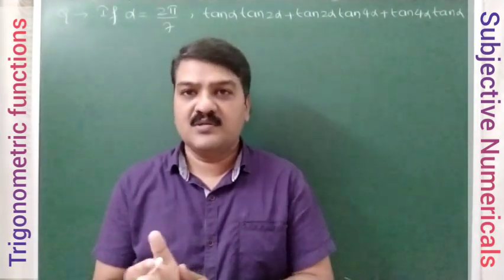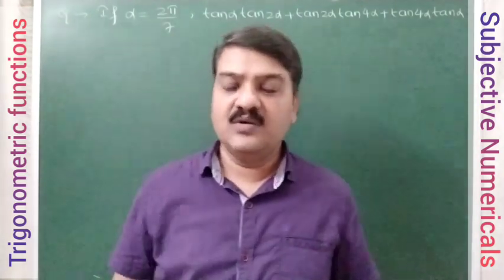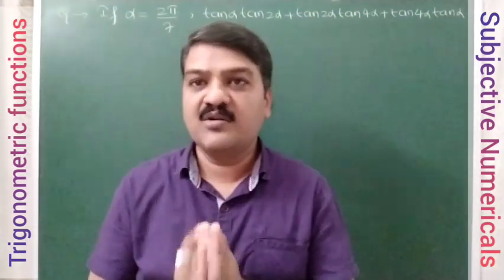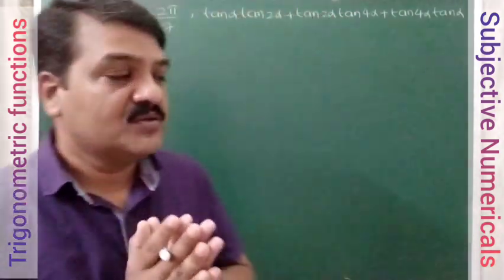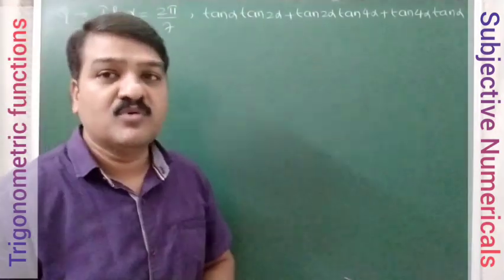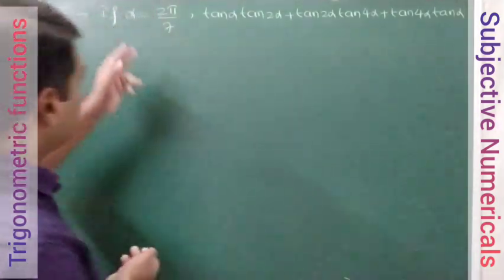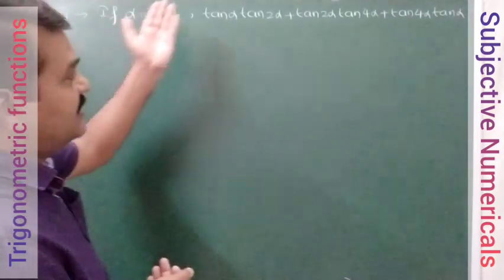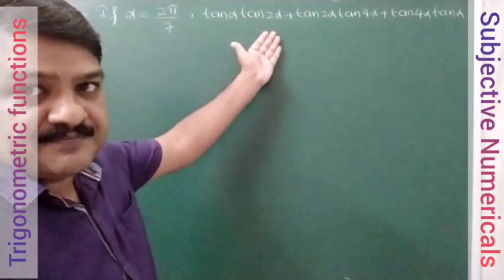Hi students, so in this video we are going to discuss some more numericals based on trigonometric functions. So I have a problem on board. Alpha is equal to 2 pi by 7 is the angle given, and this is what we have to find.